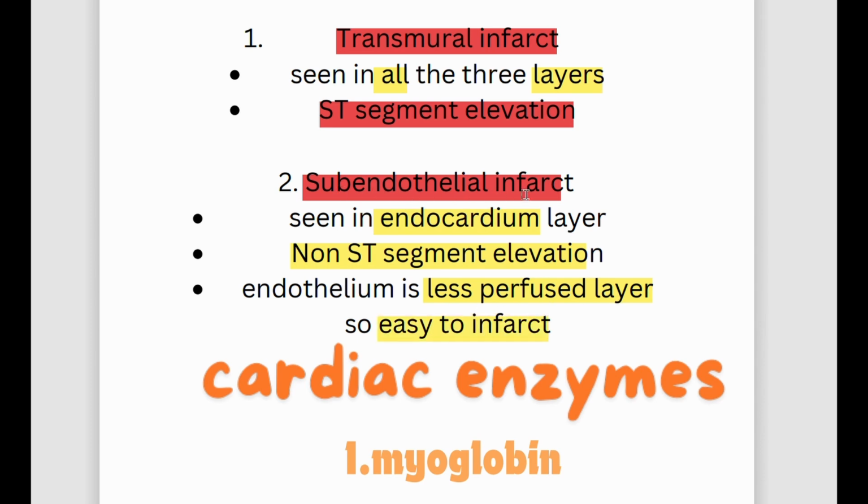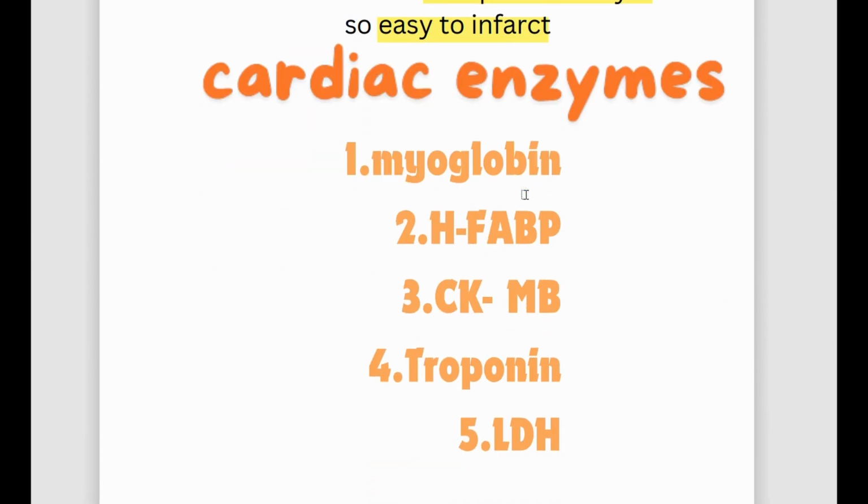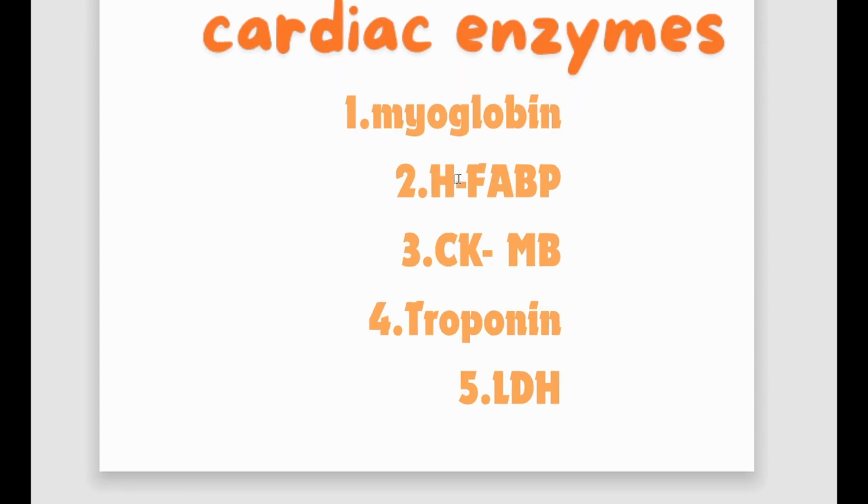And now we are going to discuss the most important topic, cardiac enzymes. Cardiac enzymes is one of the most important topics. In this we are going to study five different types of enzymes. The first one is myoglobin, second one is HFABP, third one is CK-MB, fourth one is troponin I and T, and fifth one is LDH. So let's start with myoglobin.